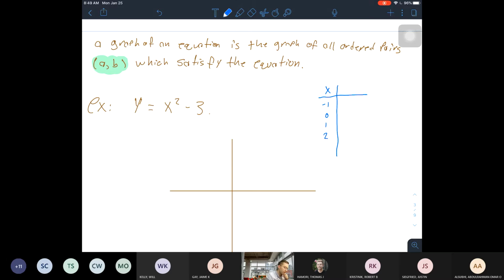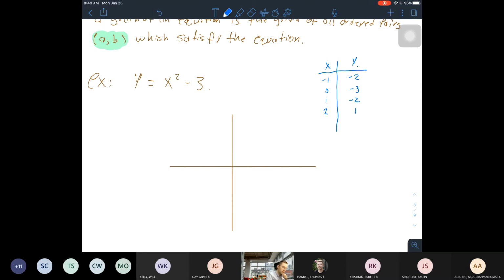Well, if we plug in -1, we'll get -1 squared would be 1, minus 3 is -2. And 0, we're just going to get -3. 1, we're going to get -2 again. And 2, we're going to get 1. So I'm just going to plot those on here. Okay. So we've got 0, -3. Got -1, comma -2, 1, comma -2, and we've got 2, comma 1.